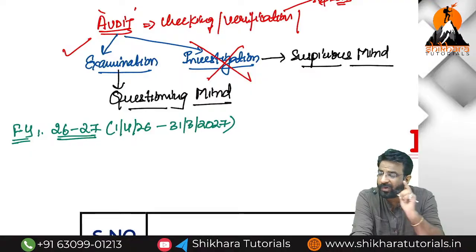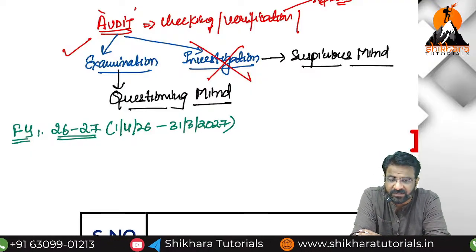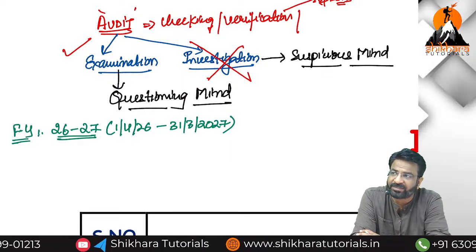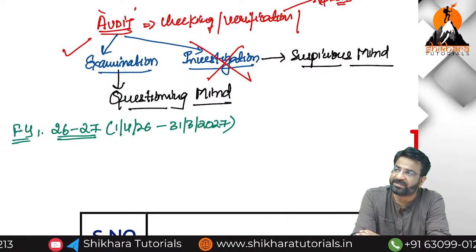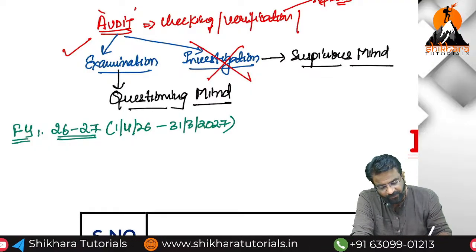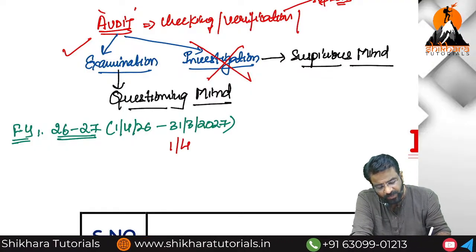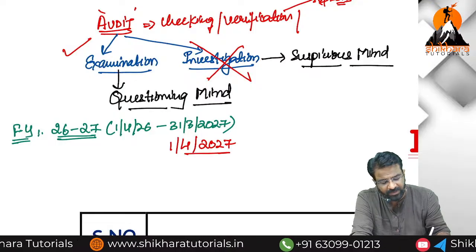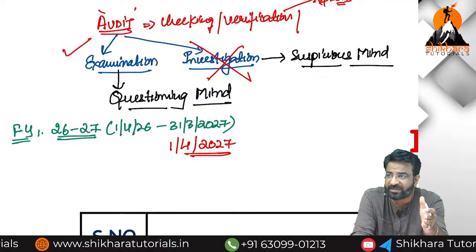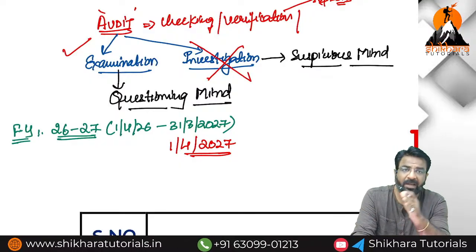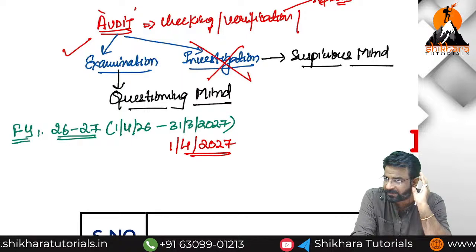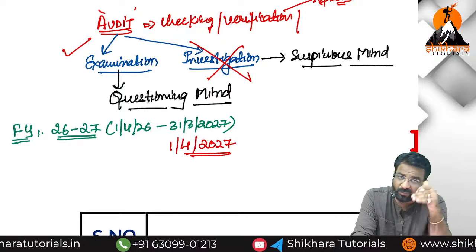Always remember, auditing starts when accounting ends. Repeat after me: auditing starts when accounting ends. Now tell me, what is the last day of accounting? 31st March. Then from 1st April onwards, what will happen? Auditing will start. So the auditing season starts when accounting gets finalized, closed, and ended. Once the accounting is over, then only auditing will start.